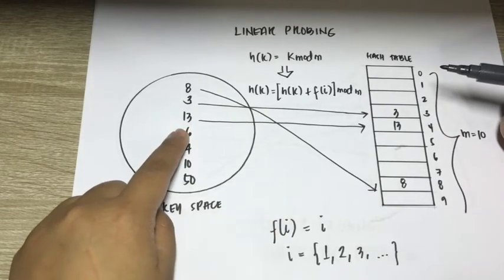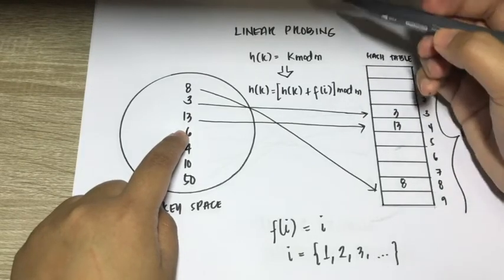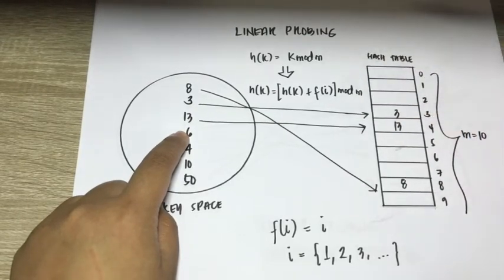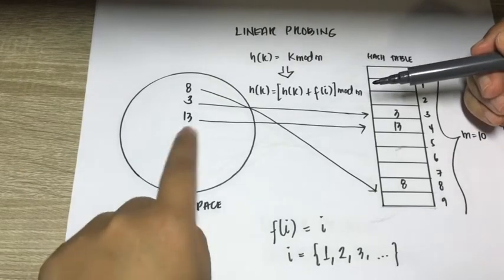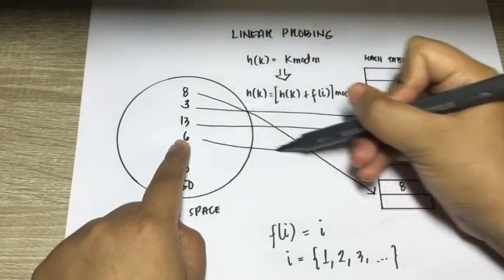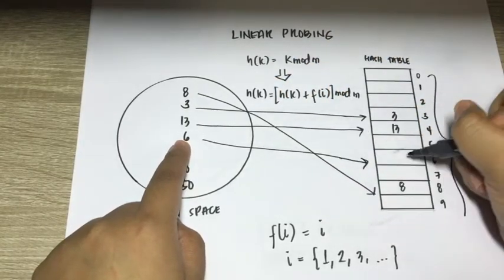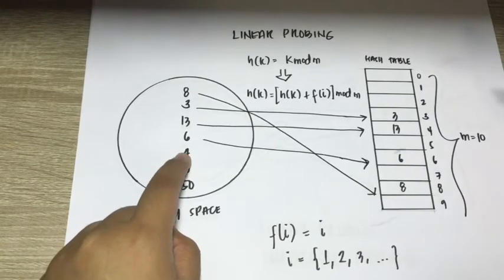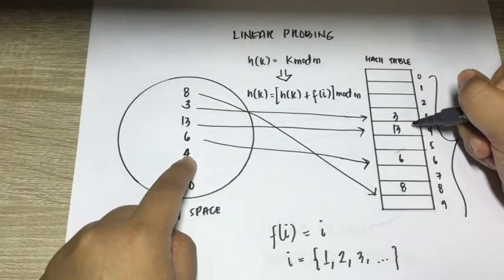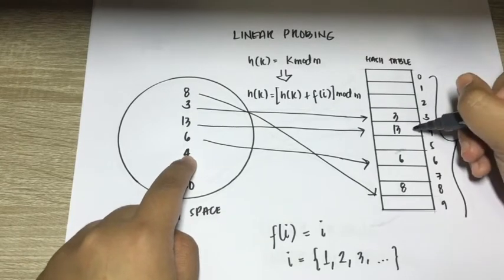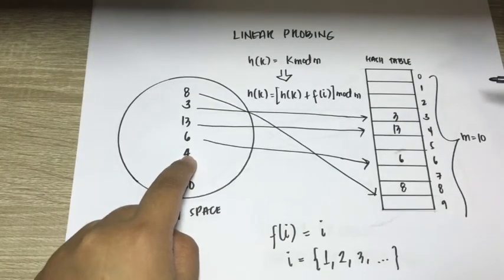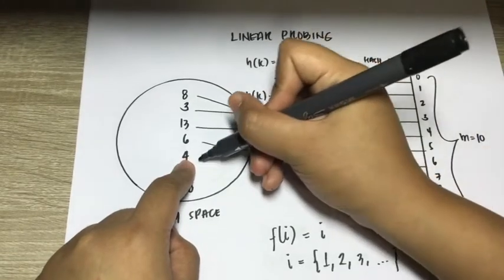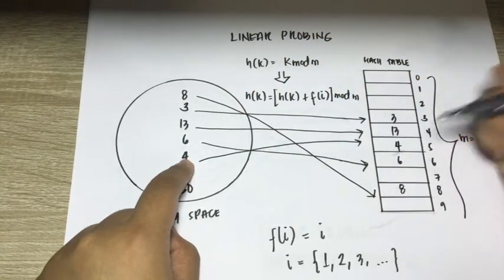Next, we have 6. So for 6, that will be 6 modulo m. So take note, we are just going to apply the linear probing whenever we have a collision. So for 6, since we don't have any collision, we are just going to store 6 on memory location 6. Next, we have 4. So for the key space of 4, we are going to have a collision because at memory location 4, there is already the presence of 13. So what we're going to do is we are going to move to the next available memory location, which is 5. So from 4, it will be stored to 5.